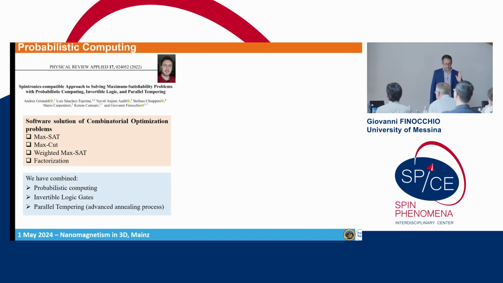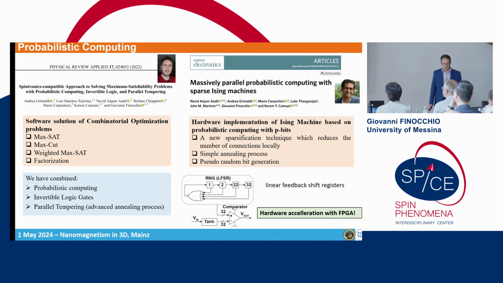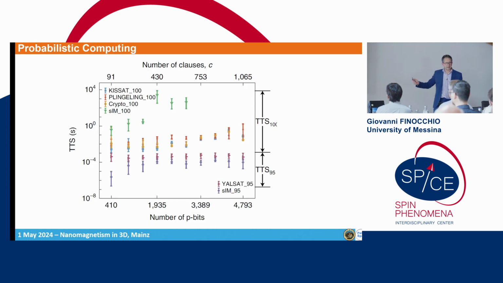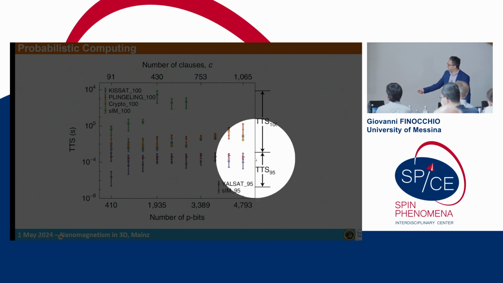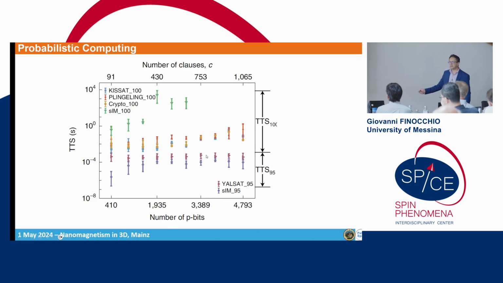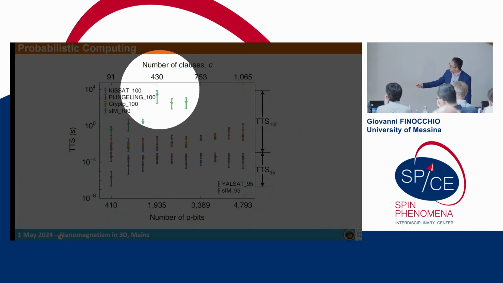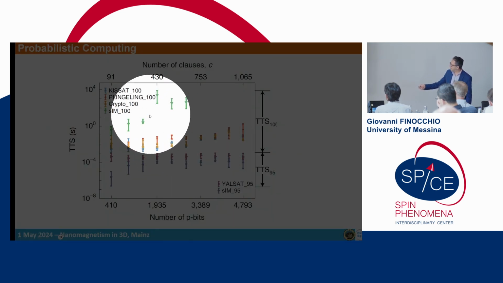So actually, we are able to solve combinatorial problems in different ways. We are able to map this in FPGA. We did this with Karen. And these are the results we got on the state-of-the-art machine. We are able to reach a 95% solution, better than the best max-sat solver. But we are still working to reach the 100% solution.